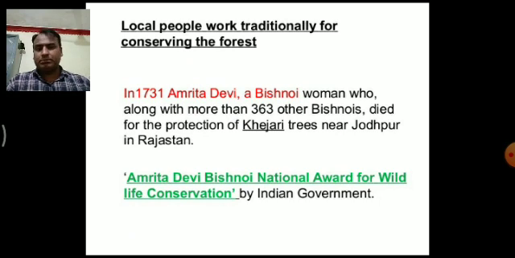For such a huge sacrifice by these women, the Indian government launched a program. The Amrita Devi award is for the people who participate to conserve the environment.